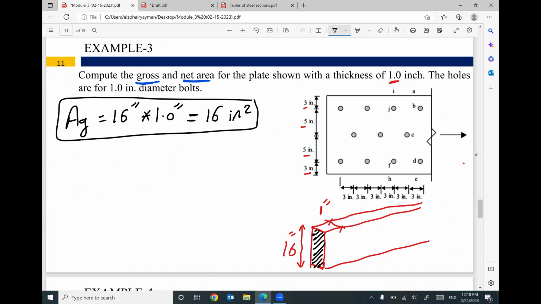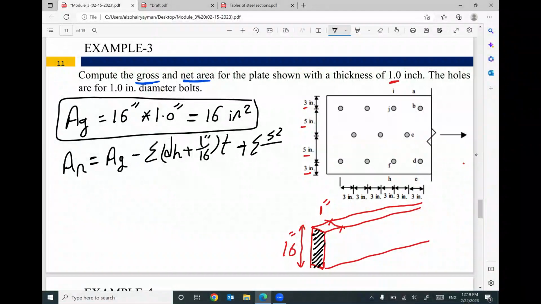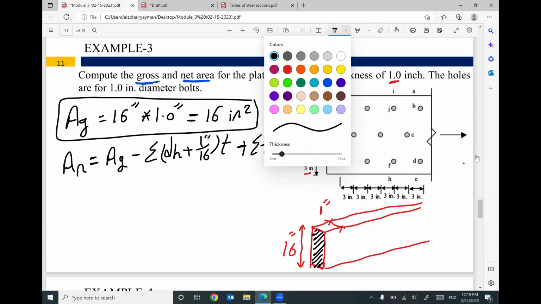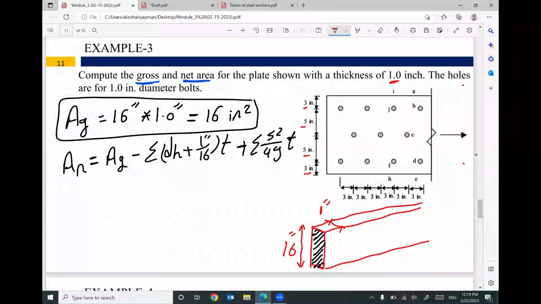Since your arrangement is not parallel rows and rows, we have a staggered arrangement. So your area net will be computed using this expression: area gross minus summation of d hole plus 1/16 times thickness, plus summation of S squared divided by 4G times thickness. This is the expression we are going to use. Make sure you select the correct expression because your arrangement is staggered.